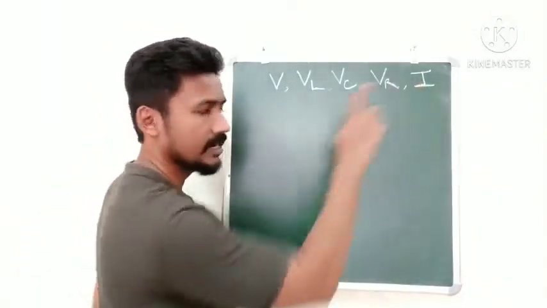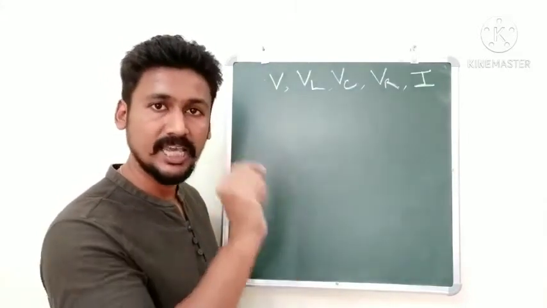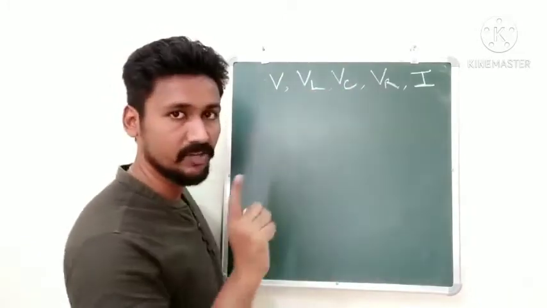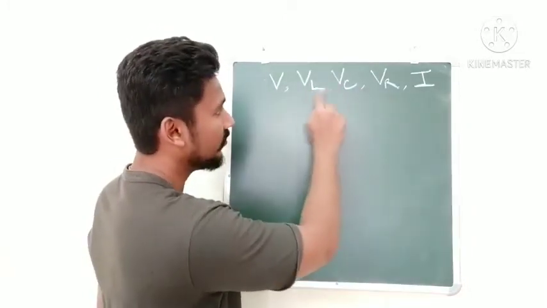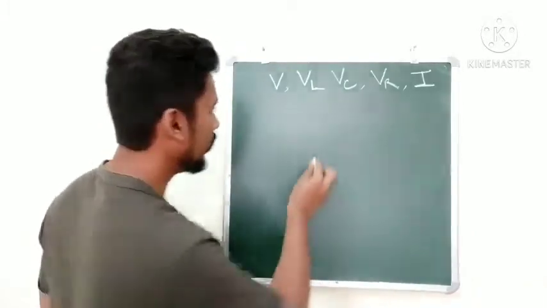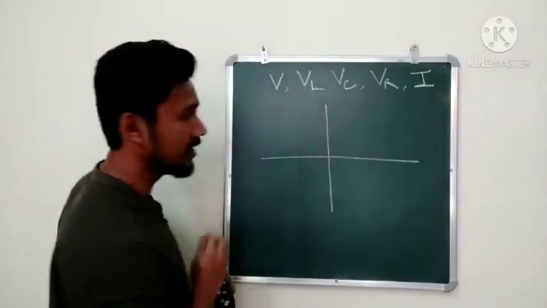Current will be only one phasor. Why? Series circuit. So the same amount of current will go through all three, right? But voltages for all the three will be different. So we will have separate phasors for inductor, capacitor and resistor. Then we know when we want to make a phasor diagram, we draw these coordinates like this.